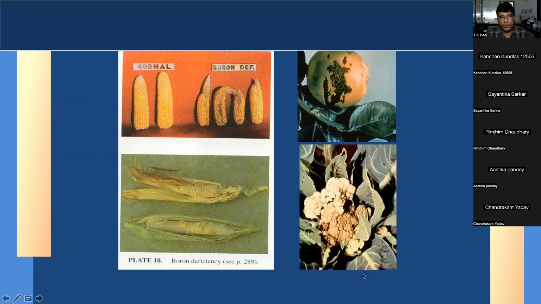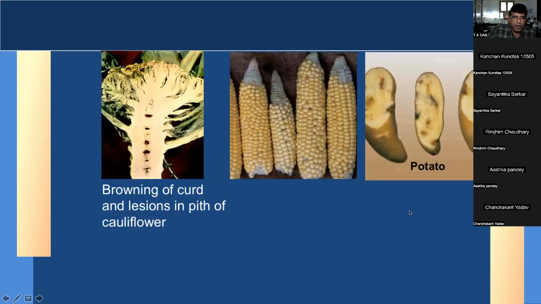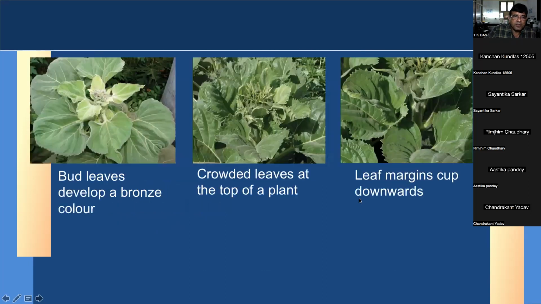So you can see a boron deficiency in maize. You can see the number of grains and grain quality is affected. And sometimes there may not be any grain formation in maize if you have boron deficiency. You can see this boron deficiency in some fruits and also in cauliflower: browning of curd and lesions in the pith of cauliflower. You can see potato also, some blackening is happening due to boron deficiency.